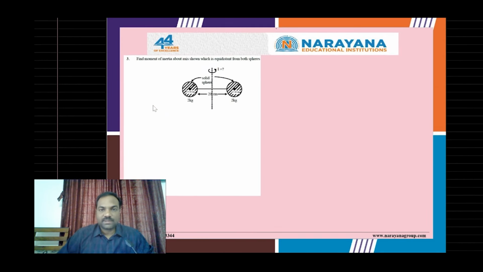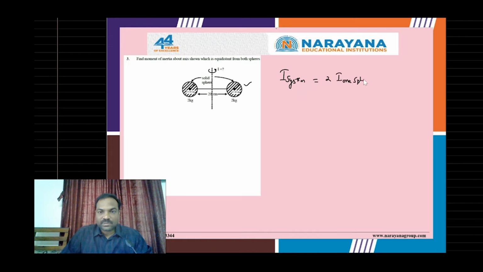In this question, they are asking for the moment of inertia of two solid spheres about a particular axis. This is a very straightforward question on the parallel axis theorem. There is no need to find the moment of inertia for both spheres, because both are symmetrically arranged. It is enough to go with the moment of inertia of one sphere. Then the moment of inertia of the entire system I can write as 2 times the moment of inertia of one sphere.